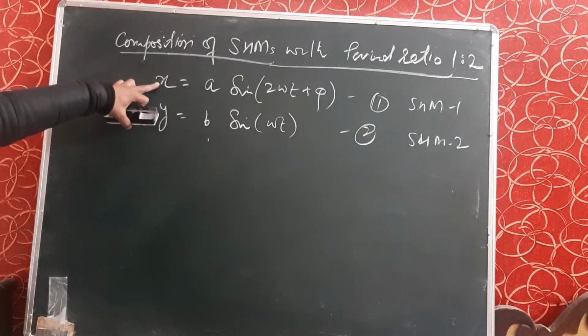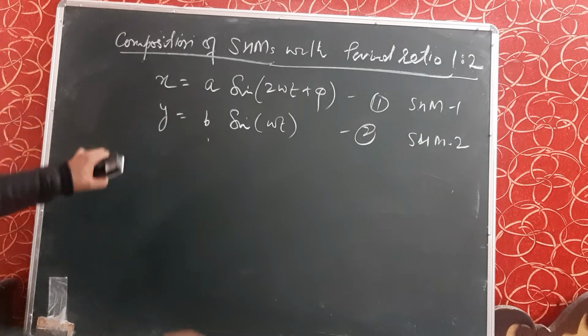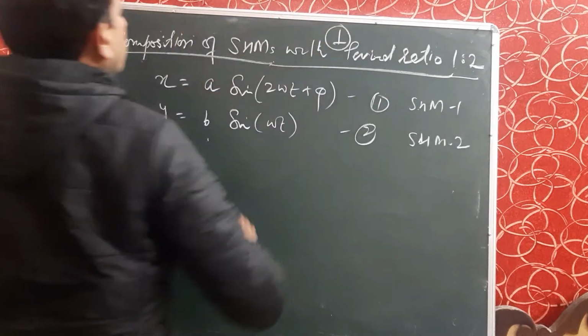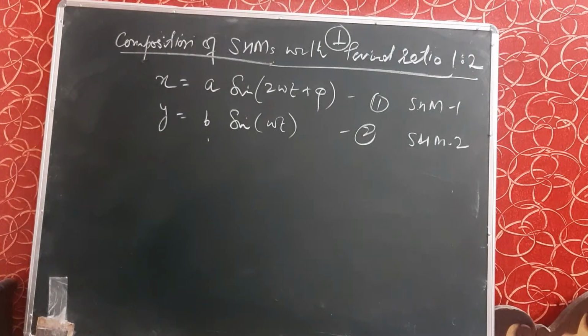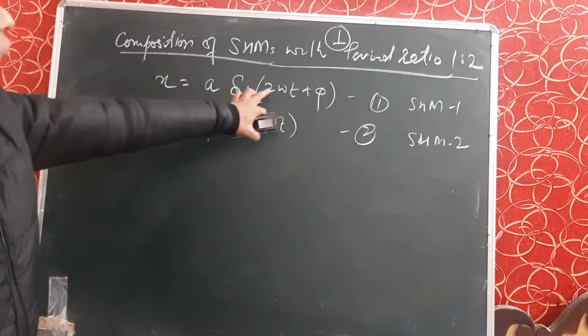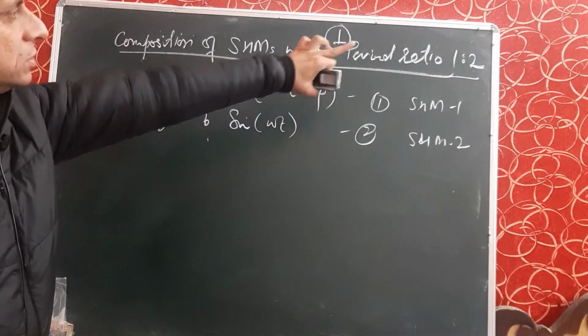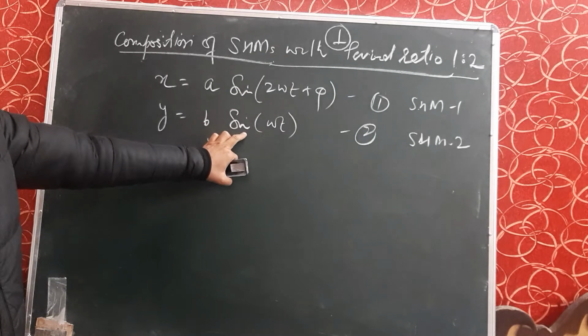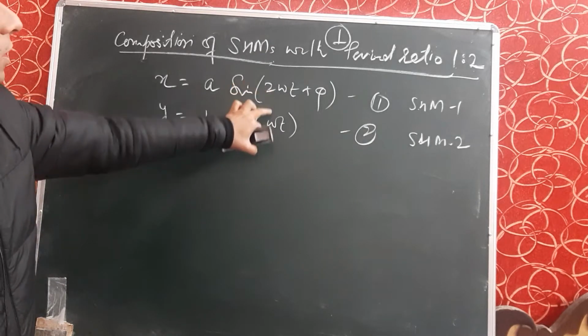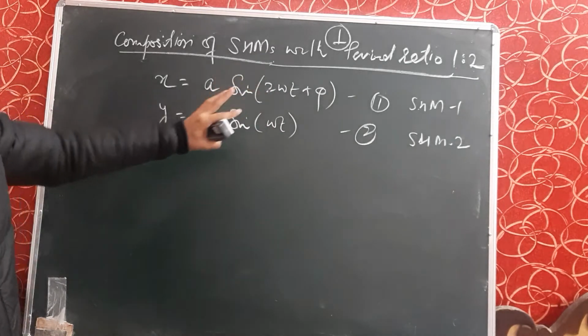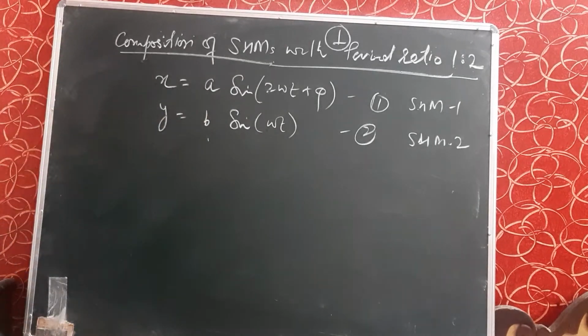The first is written as x, the second is y, which means both motions are perpendicular to each other. So x and y are perpendicular, and 2 omega means the frequency is twice, while the frequency of the second SHM is only omega. So the frequencies are in the ratio of 2:1, and the motions are perpendicular. These are the basic equations derived from the title of the article.